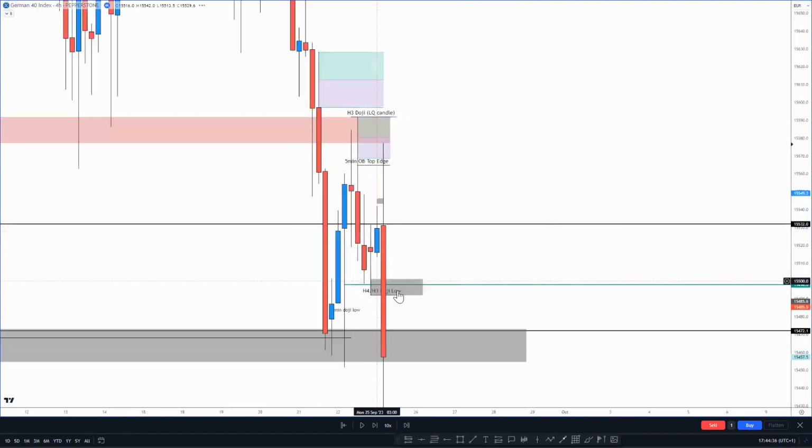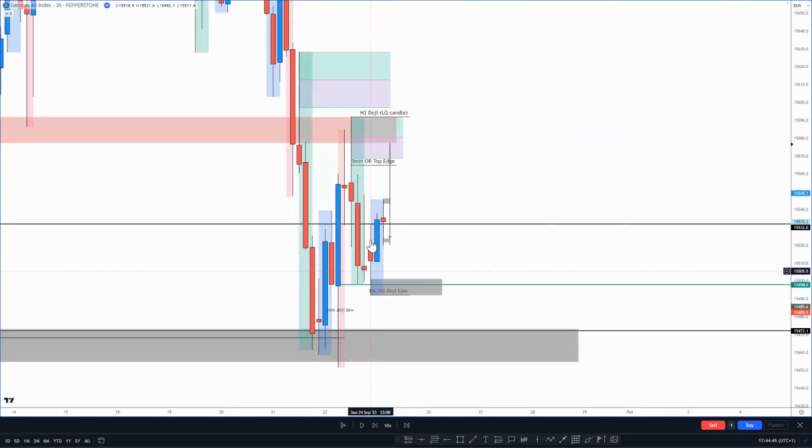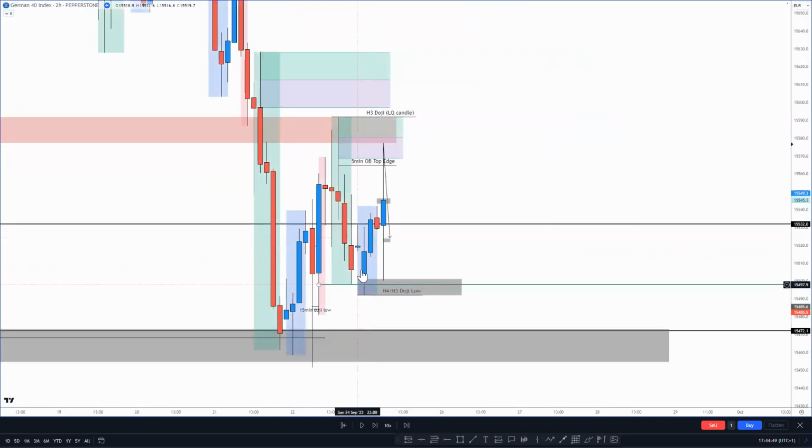The 4-hour candle also looks like a doji. Just ignore this candle, this is obviously what's already happened. But the 3-hour, that was the doji. The 2-hour doesn't really look like as much. It looks like a liquidity candle.